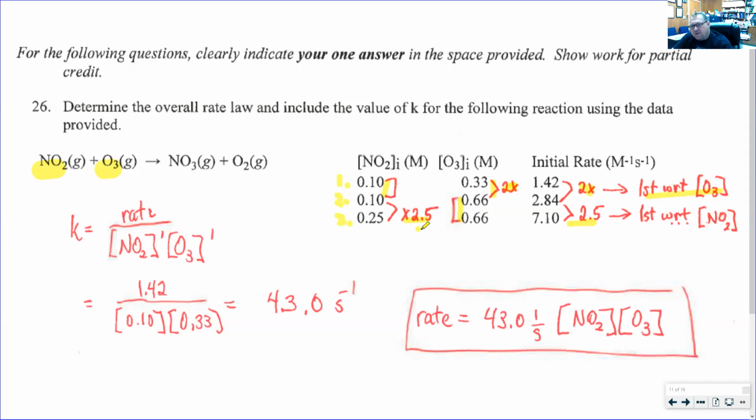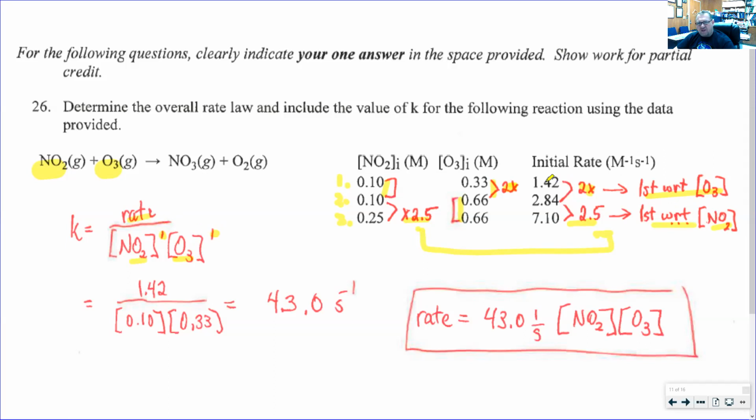So they increase by exactly the same factor. So that means it's first order with respect to the NO2. So that means that both of the values are first order with respect to the reactants. So I can take any of the values and solve for what the rate constant is. So I just use the first one that says that K is equal to the rate divided by the concentration of the reactants to the order, which is both 1.